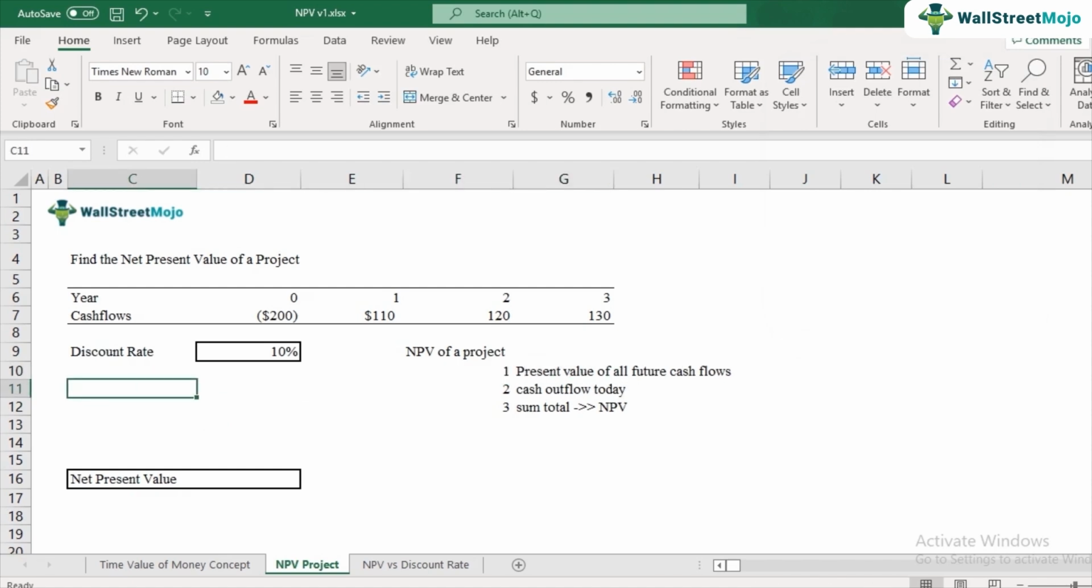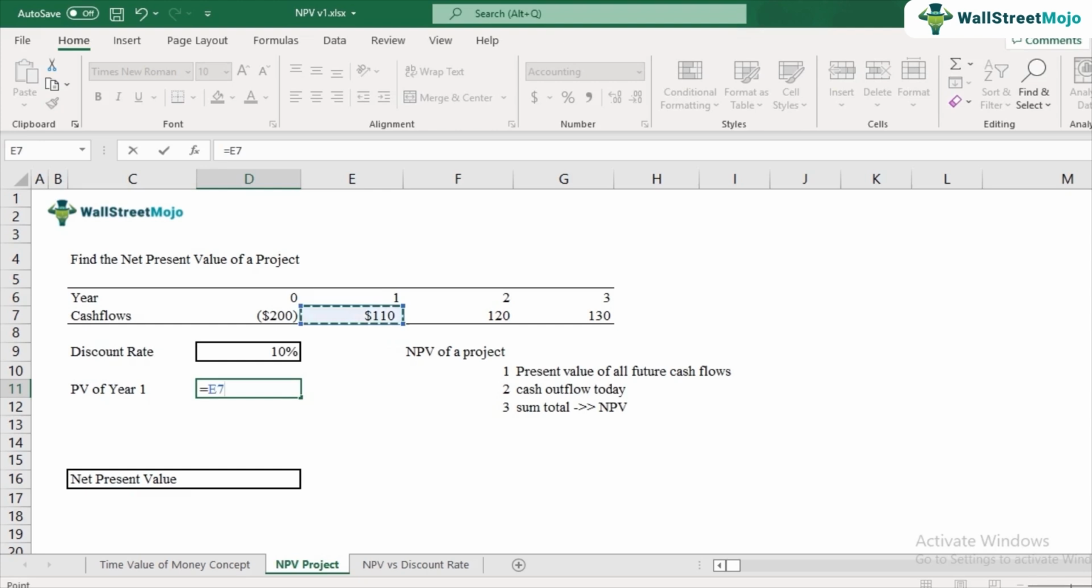Net present value, or the present value of all future cash flows. So present value of year one cash flows, okay? PV is nothing but present value, okay? How do we find that? You remember that from the time value of money concept that we learned, this will be equal to 110 divided by 1 plus 10%, right? This is the present value of this year one cash flow, right?